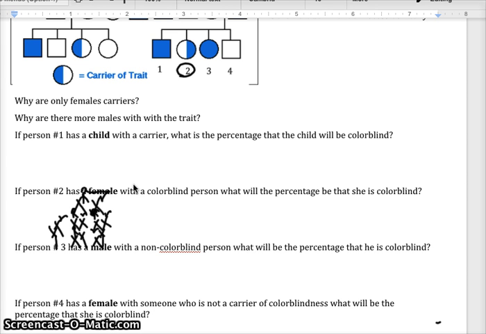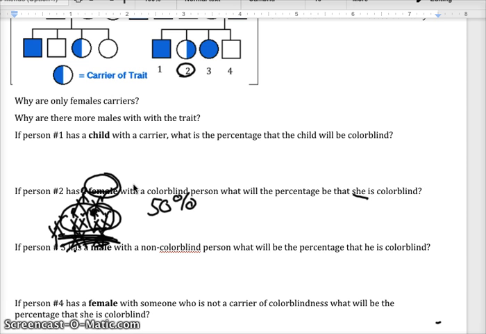Alright, so this question asks, what is the percent chance that a female with colorblind, what is the percentage chance that she will be colorblind? So we're looking at just if they have a daughter. What you can do is cross out the males and just look at the females, because we know that they're having a girl. We looked at the ultrasound, we saw that they're having a girl, and this girl here is going to be colorblind. This one's not going to be. So it would be 50%. Instead of a 25% chance, it's a 50% chance because you're only looking at the females.